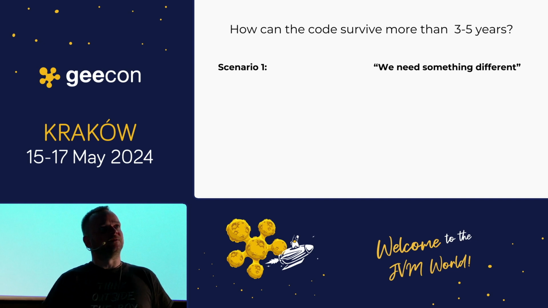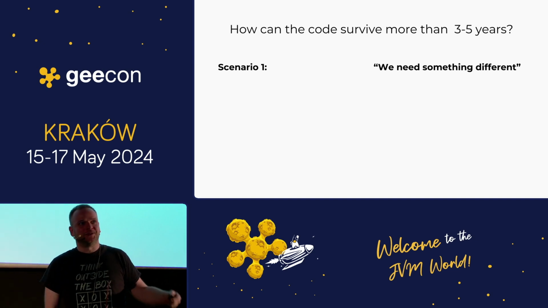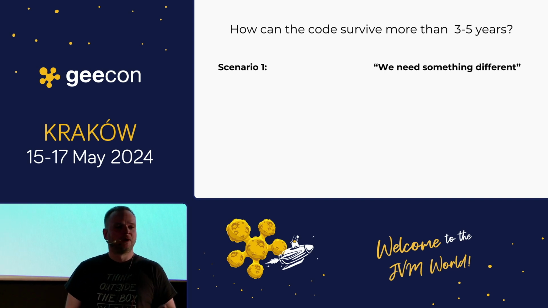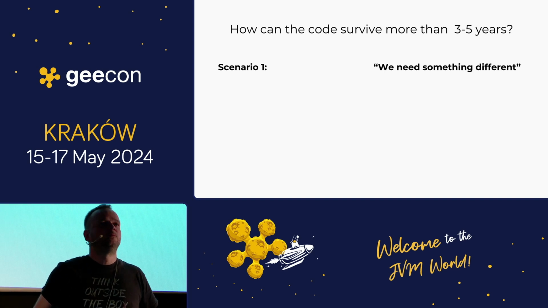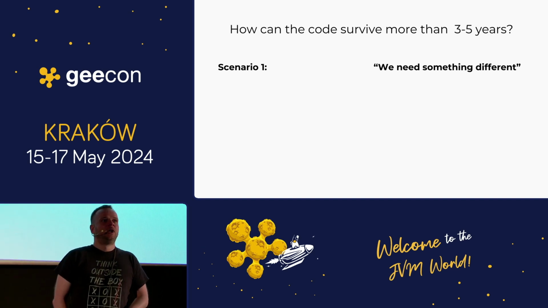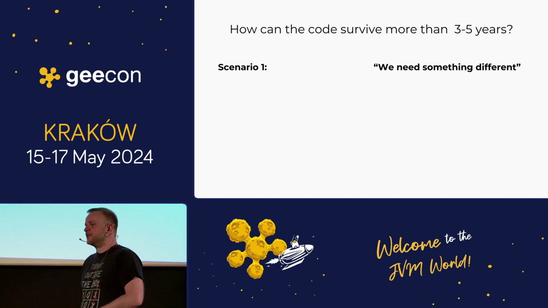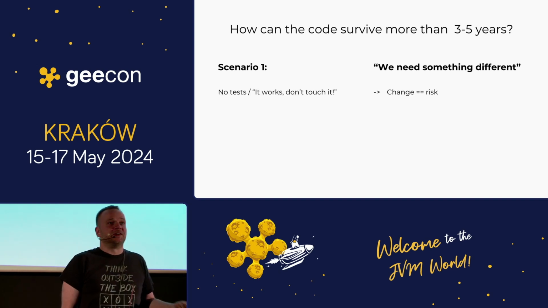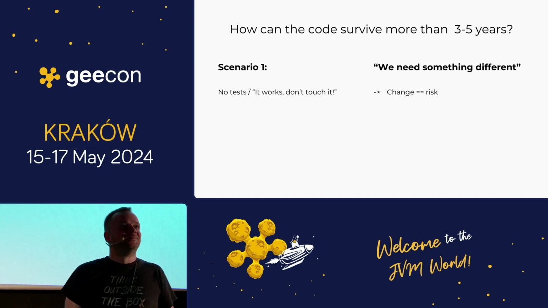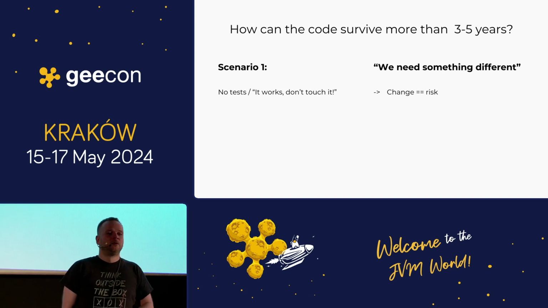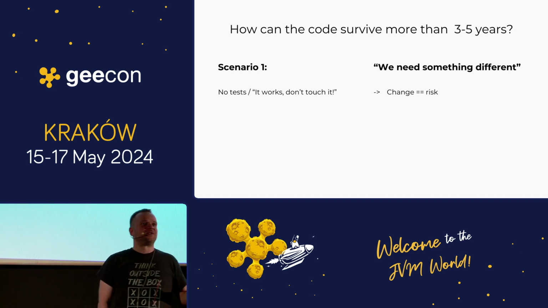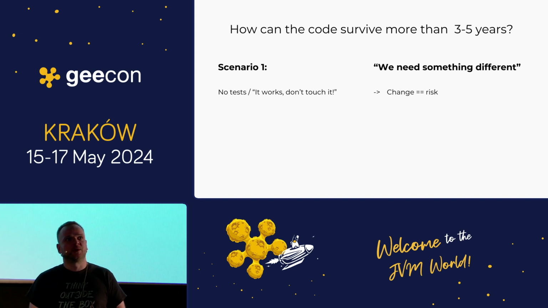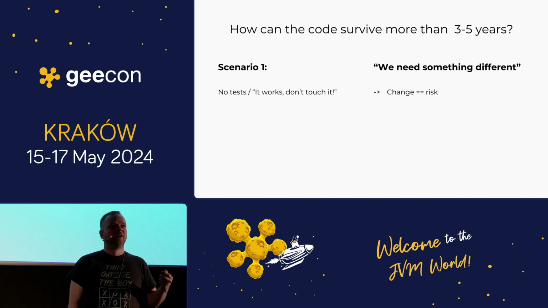So how can a code survive for more than 3 or 5 years, or whatever the rate of new technology is? Scenario 1, we just say, we need something different. There might be various reasons for that. One of them might be, well, it doesn't have any tests. It works, don't touch it. Any change is perceived as risky because we have zero confidence in the service that we are changing. We have no confidence that what we just developed is good.